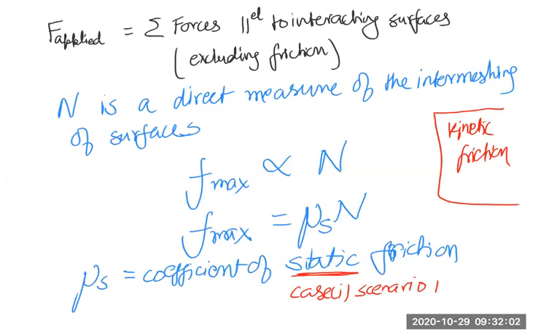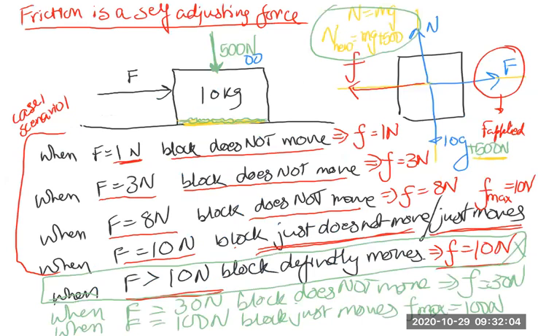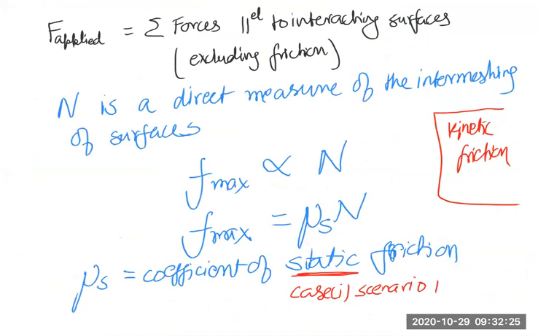Remember that I'm only talking about this condition, or when 500 Newton was applied, I'm only talking about this condition. Right? Is this understood by all? So, this is the maximum value of friction.